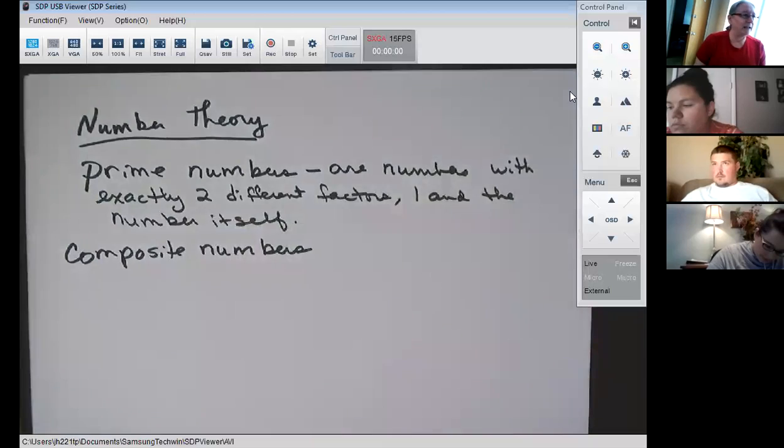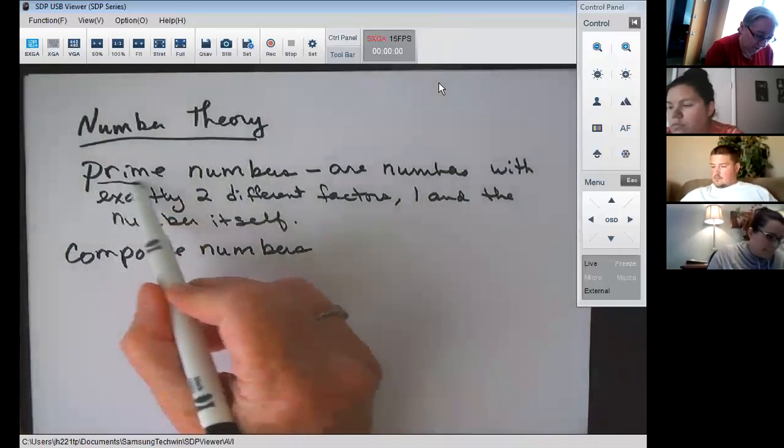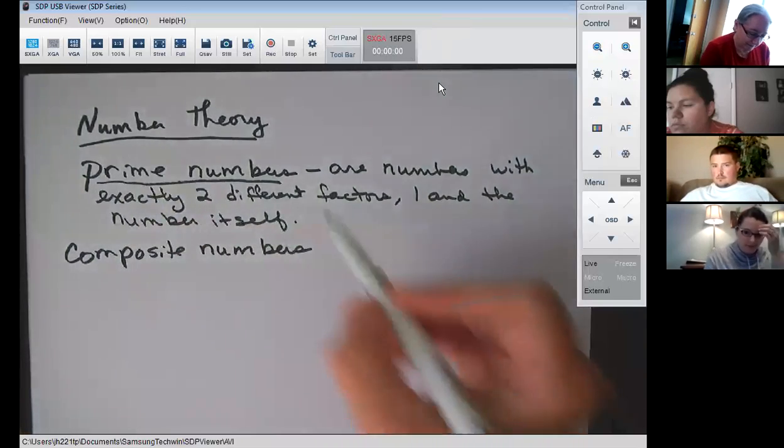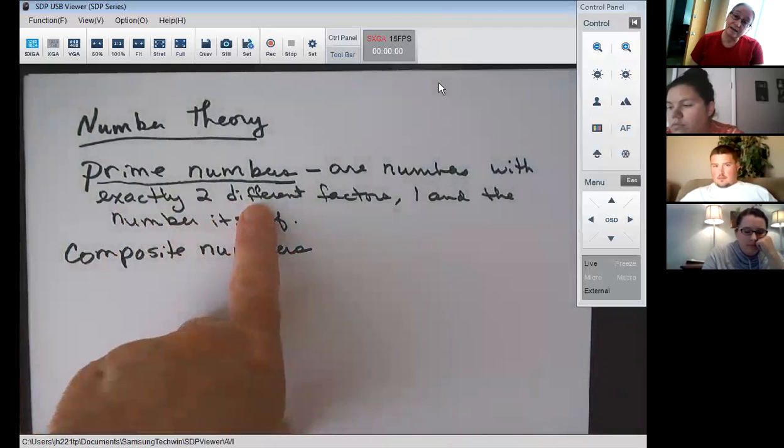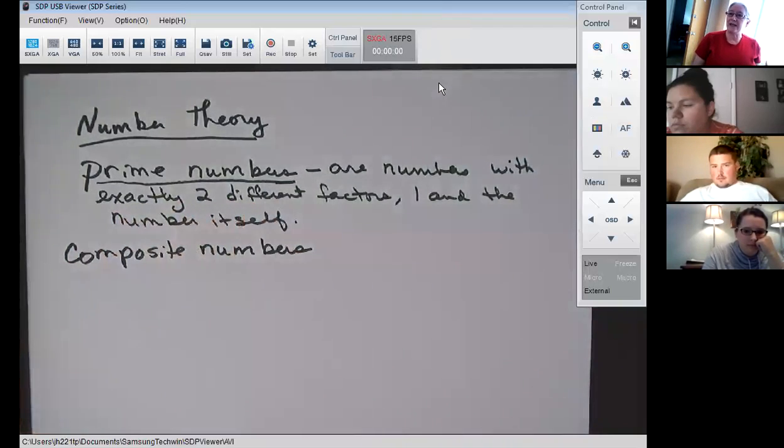Now, the reason I put that extra wording in there, exactly two different factors, was because I wanted to eliminate the number one from the set of prime numbers. One is that special identity number for multiplication. When you multiply anything by one, you get that other number back. So we don't consider one a prime number because it's a factor of everything, basically. By saying we have to have exactly two different factors, that means we can't use 1 times 1 equals 1 to justify that being a prime number.